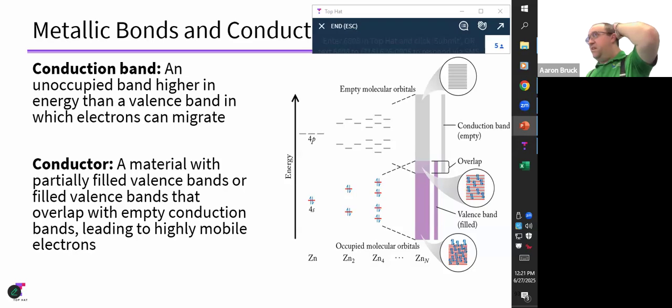Now, I don't have a picture of this, but if we can imagine what a non-conductor looks like, what we would see is that something that does not conduct electricity would have a far energy gap to overcome between the orbitals that are occupied with electrons and the orbitals that don't have any electrons in them. So if there were a gap between them, if there was not overlap, then what we would have is a non-conductor.